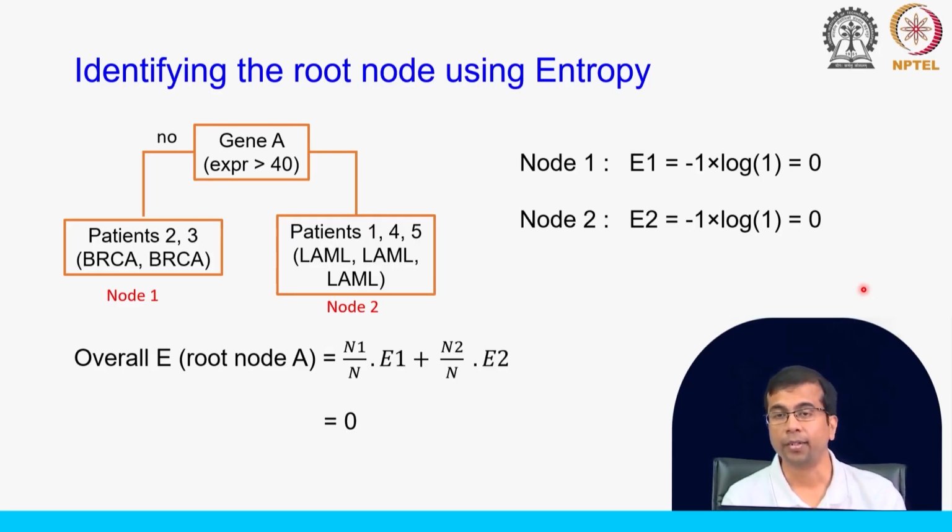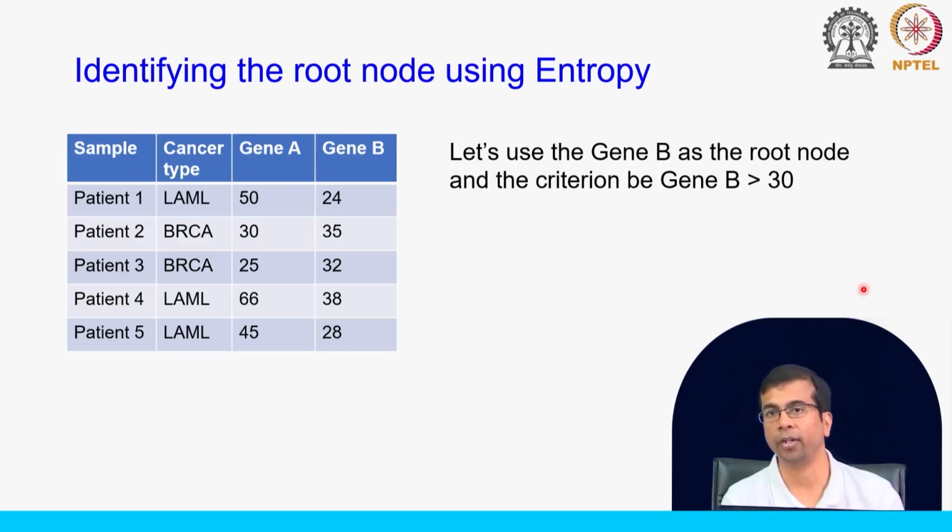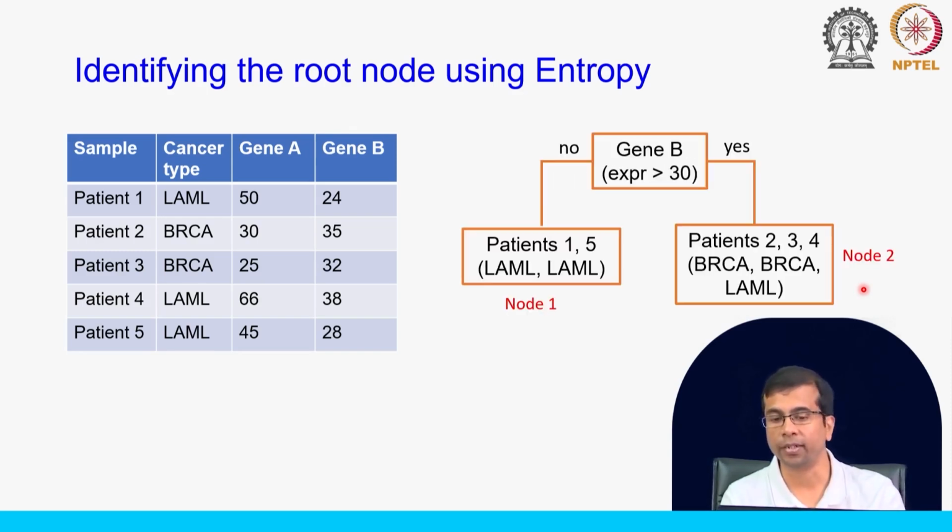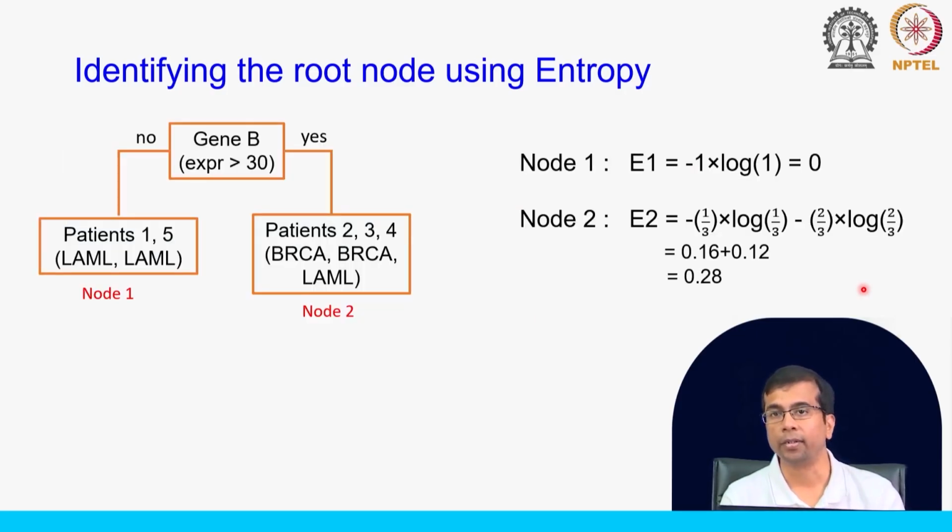Let us use gene B as our criteria. Again we have the same criteria, gene B greater than 30, as the root node, and we have a very similar structure. We have seen this before. In node 1 we have patients 1 and 5, both belonging to the same class, LAML, but in node 2 we have patients 2, 3, 4, with two different classes: BRCA as well as LAML, with one sample belonging to the LAML class. We can calculate the individual entropies for node 1 and node 2. For node 1 it is 0 because there is only one class.